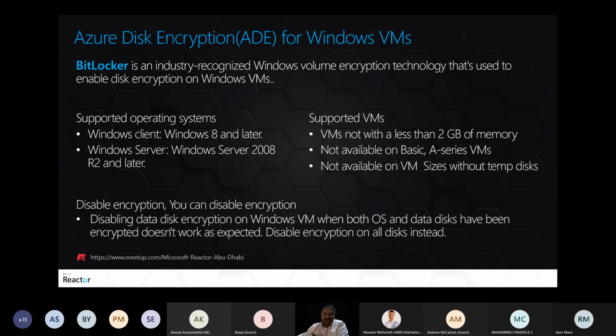Yes, you can disable encryption. But in case you have performed the encryption and want to disable it for just one of the disks, differentiating between the OS and data disk does not work. If you have performed it for both disks, you need to disable the encryption for both disks for Windows virtual machines. You cannot have encryption disabled for only one of the disks. You have to keep that in mind.